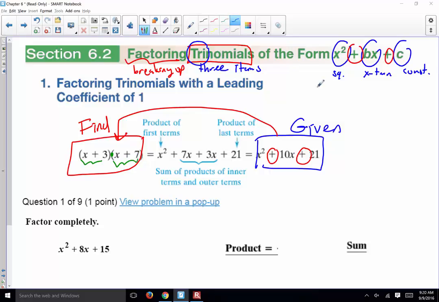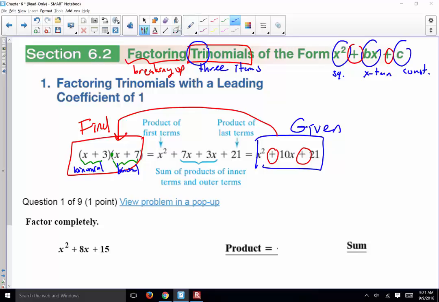Alright, if this is called trinomial, what is this called if there are only 2 terms in each? They are called binomials. So our task is to change one trinomial into a product of 2 binomials. Got it? 2 items on each. X plus something, X plus something. That's it. All done. Okay?